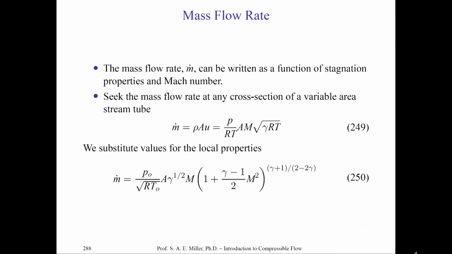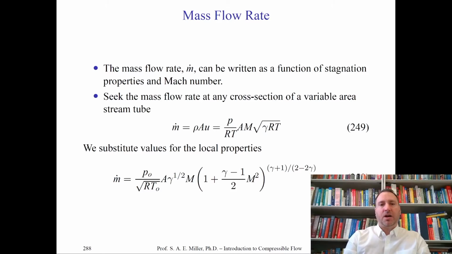Let's turn our attention to mass flow rates at the choking or transonic condition in a variable area stream tube problem. Now the mass flow rate, m dot, can be written as a function of stagnation properties and Mach number. And so if our flow has choked, you'll see that our mass flow rate is choked. And we want to show this through mathematical analysis. This is what we observe physically in flows, and let's try and prove it and see if our theory matches experiment. We will seek particular mass flow rates at any cross-section of a variable area stream tube.